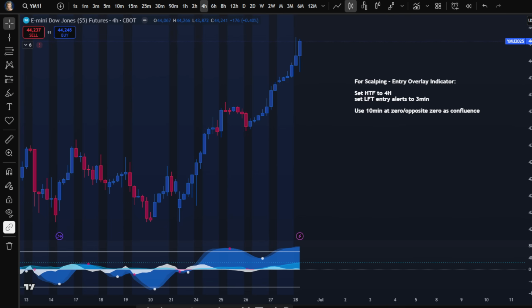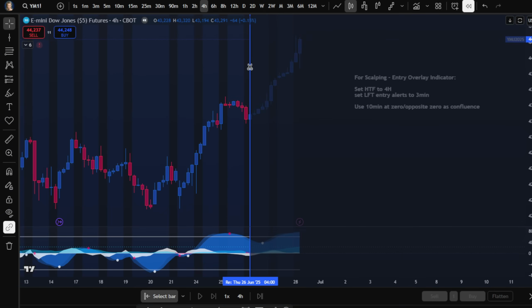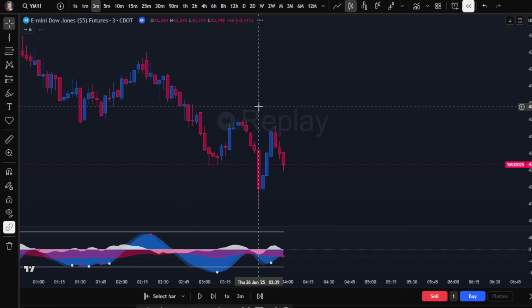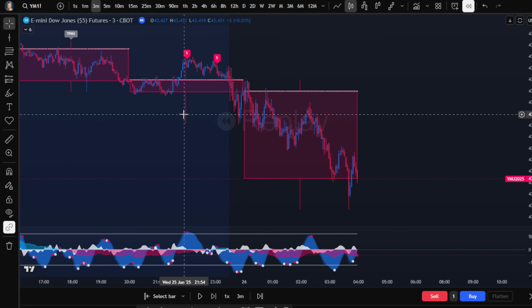All right, let's look at the shorts. I'm just going to do a bar replay to this area, and we can have a look both at the 3 minute and the 10 minute just to see what it looks like. So let's just start on the 3 minute anyhow. There you go. I mean, those entries are pretty phenomenal.